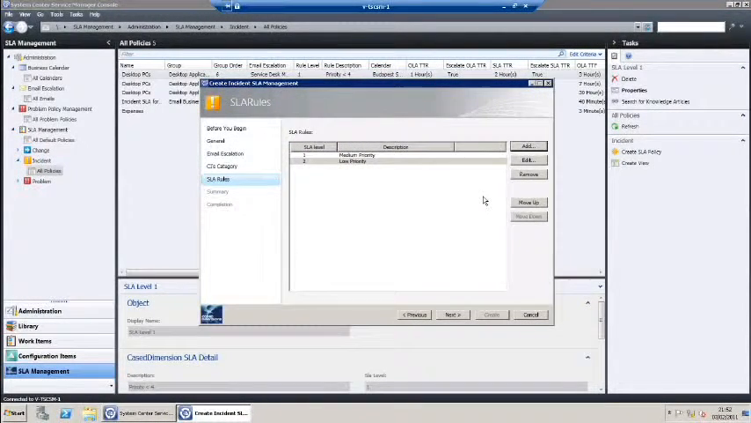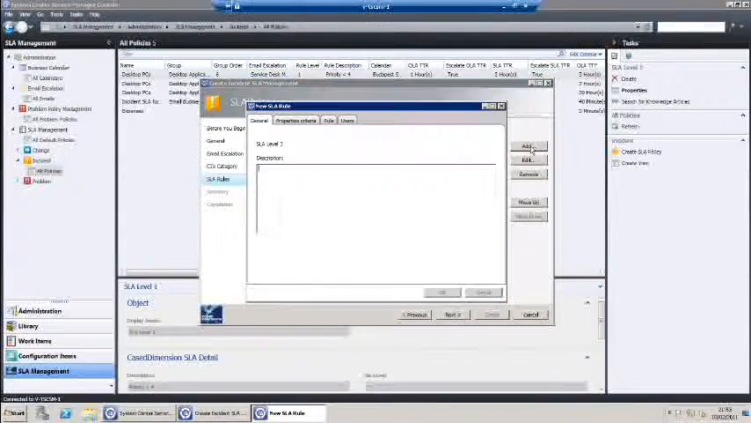It is possible to write as many service level rules as you wish against your group of assets or against your business service. In this example, I have already set up a low priority rule and a medium priority rule. I will now write a high priority rule.